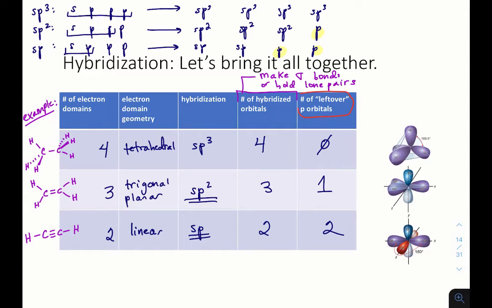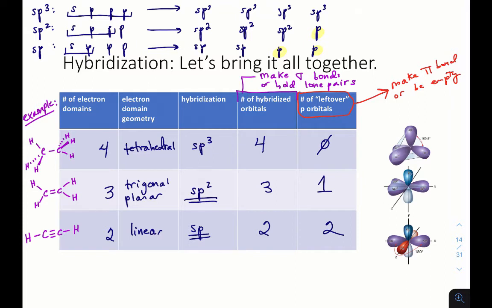Now, what do these leftover p orbitals do that we've highlighted in yellow? Well, they will either make a pi bond, so make a double bonding interaction. And again, we're going to go over pi bonds in just a moment. Or they will be empty.